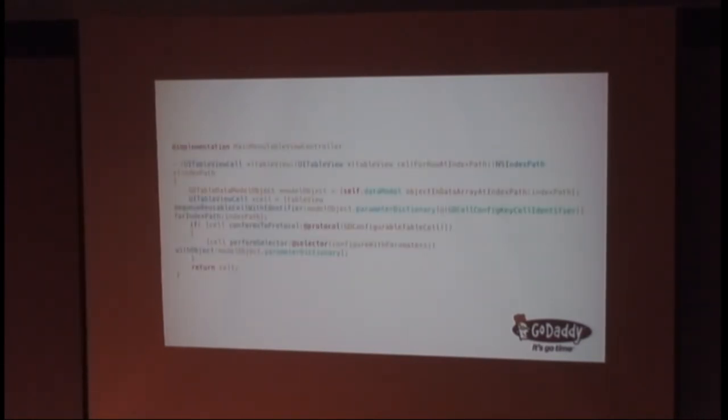Here's an example of using these objects to dequeue a table cell from a table, checking to see if it conforms to the GDConfigurableTableCell protocol, and then we configure the cell with the GDTableDataModelObject. Well, that's it for the presentation, and now for the dance.